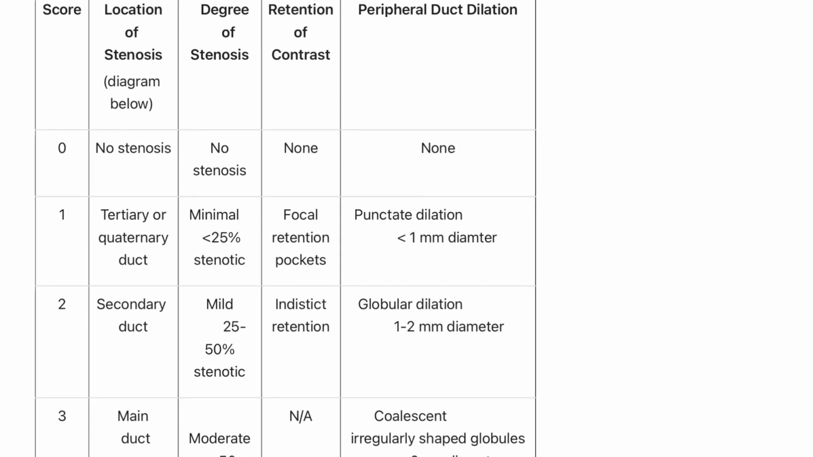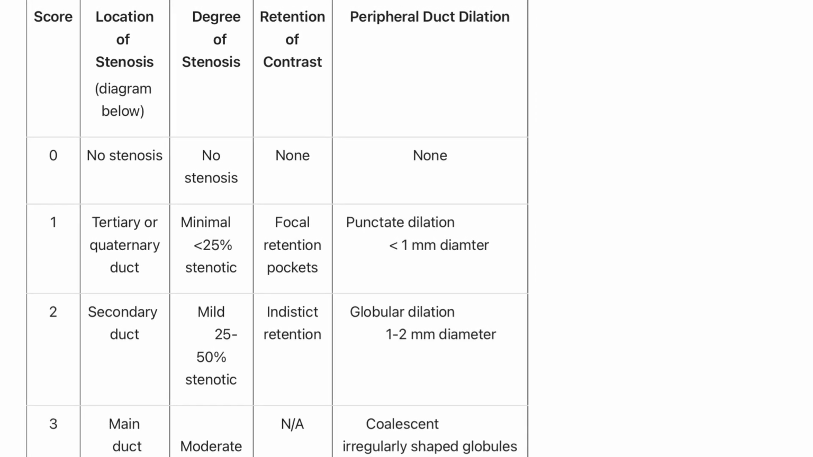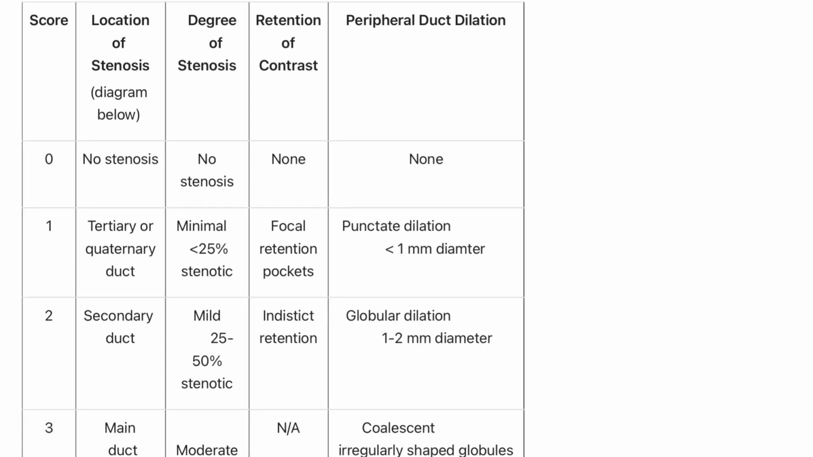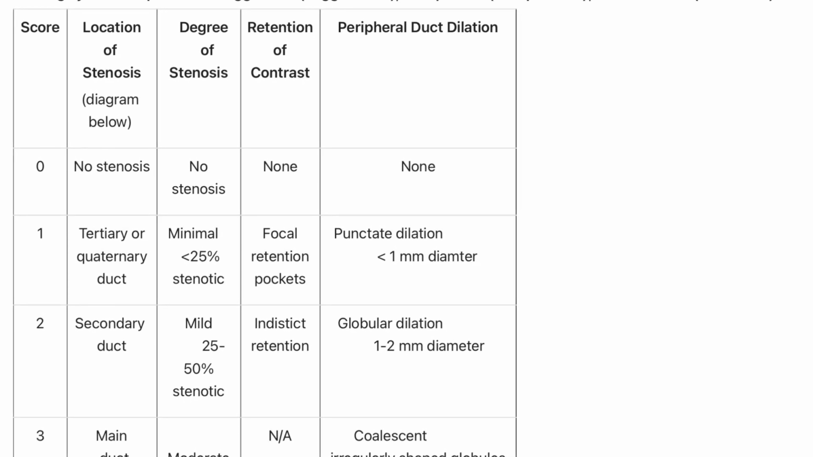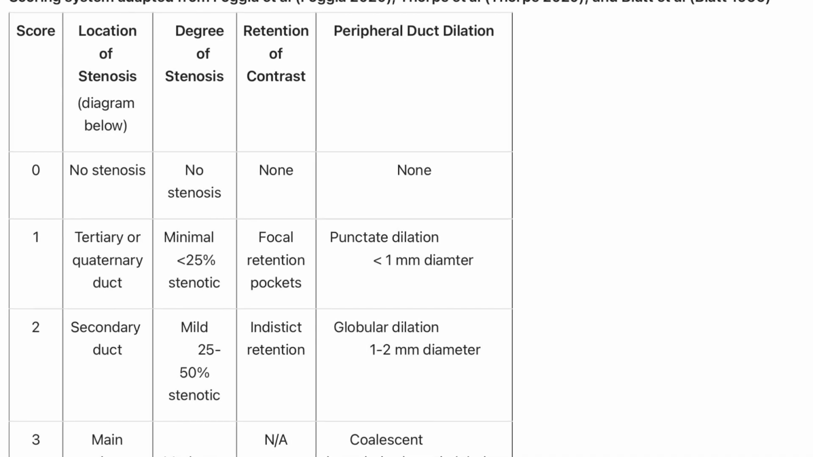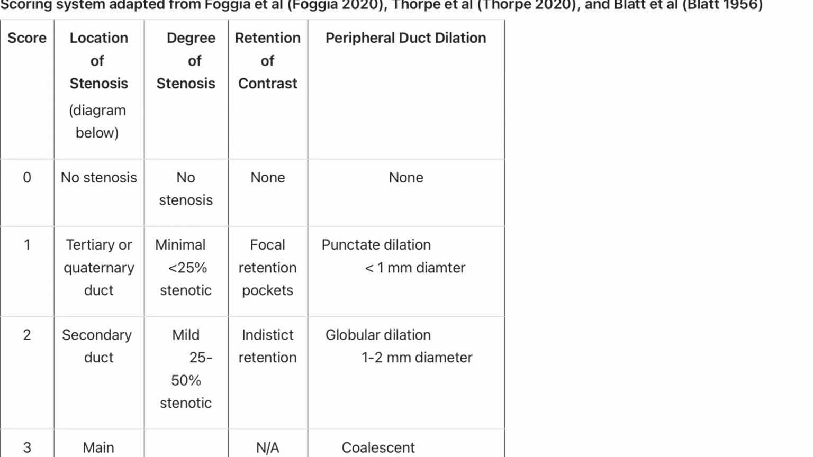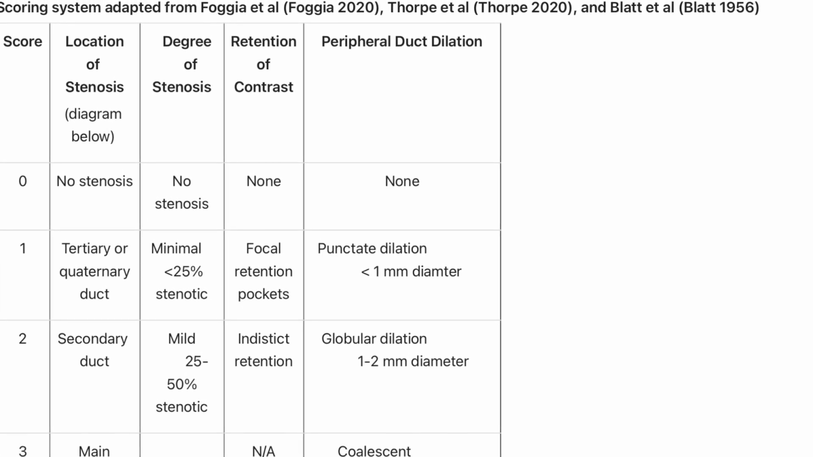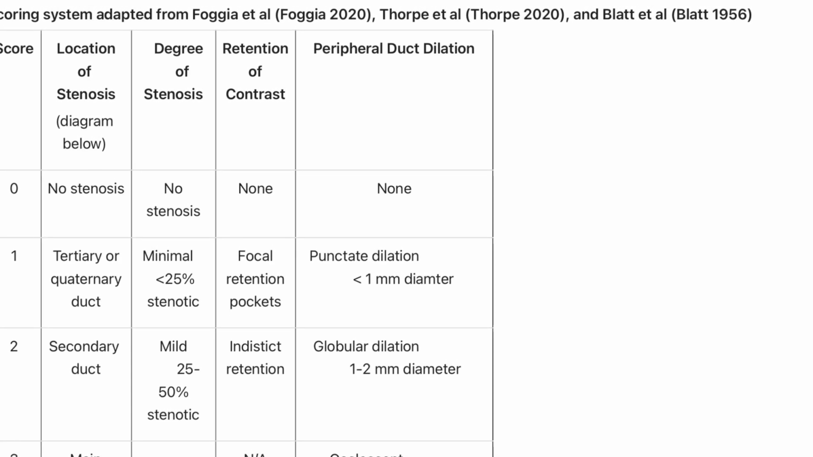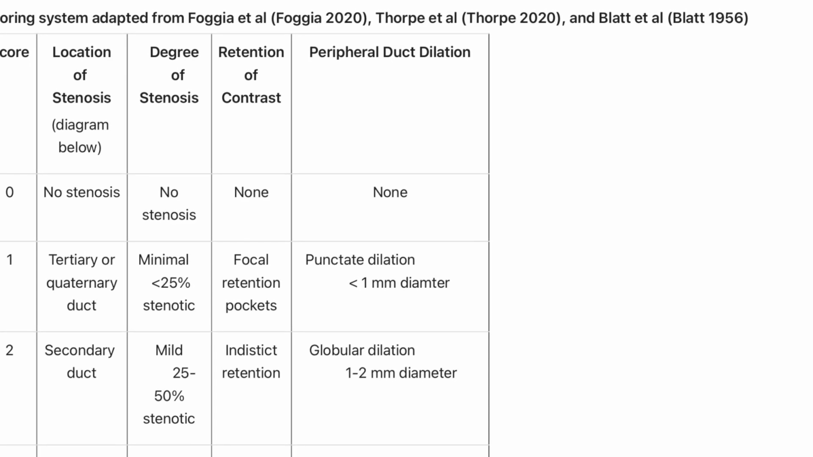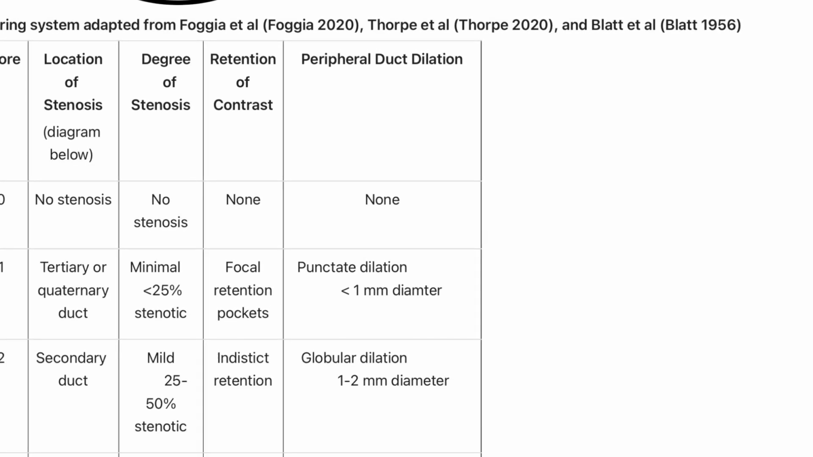Score 0 means no stenosis. 1 is tertiary or quaternary duct obstruction. 2 is secondary duct obstruction. 3 is main duct obstruction. According to the percentage degree of stenosis: no stenosis is 0, minimum less than 25% stenosis is grade 1, 25 to 50% obstruction of the stenotic segment is grade 2, 50 to 75% is grade 3, and more than 75% stenotic segment is grade 4. So these are the various Foggy, Thorpe et al. classifications for stricture or stenosis of the salivary duct.